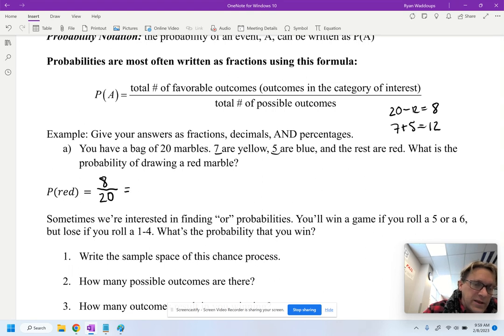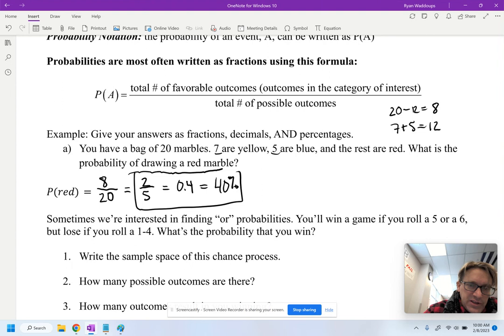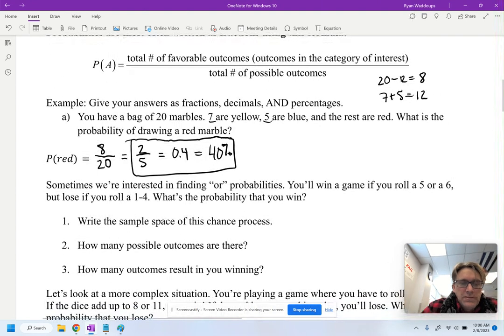We want to simplify it if we can, and 4 goes into both 8 and 20. 4 goes into 8 2 times, 4 goes into 20 5 times. And so that's 2/5, which if we write that as a decimal, that's 0.4, and that would be 40%. And so those are our answers in fractions, decimals, and percents.